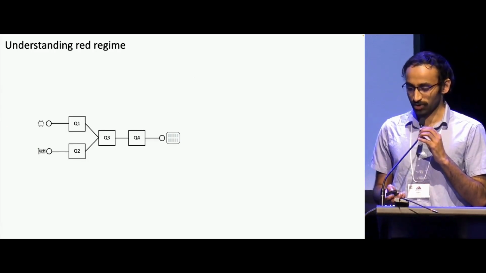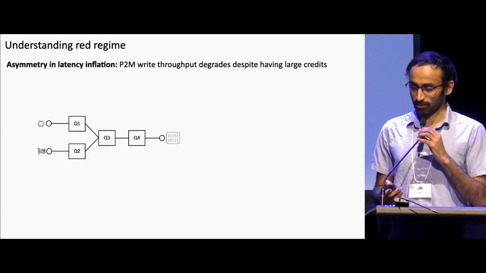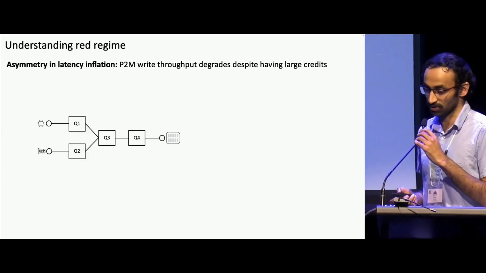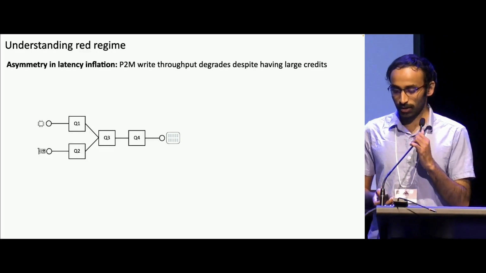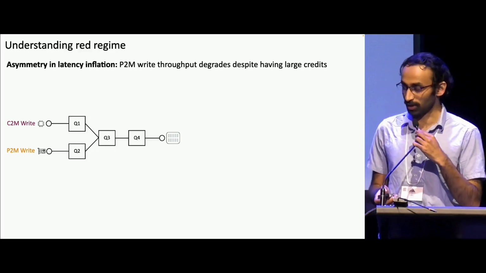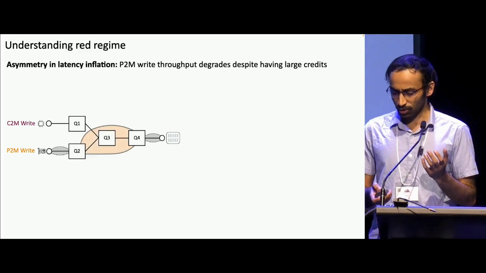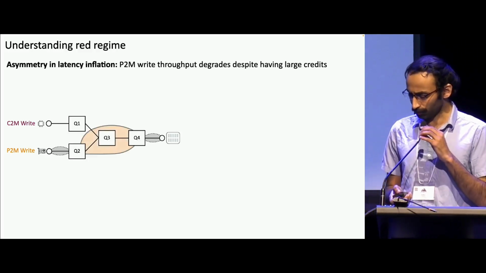Let me quickly go to the red regime. The observations in the red regime are explained by the fact that there is a difference in the latencies of different domains. Let's look at the concrete example here, where we are co-locating C2M write and P2M write. Let's look at the domains for P2M write, which I showed you before.